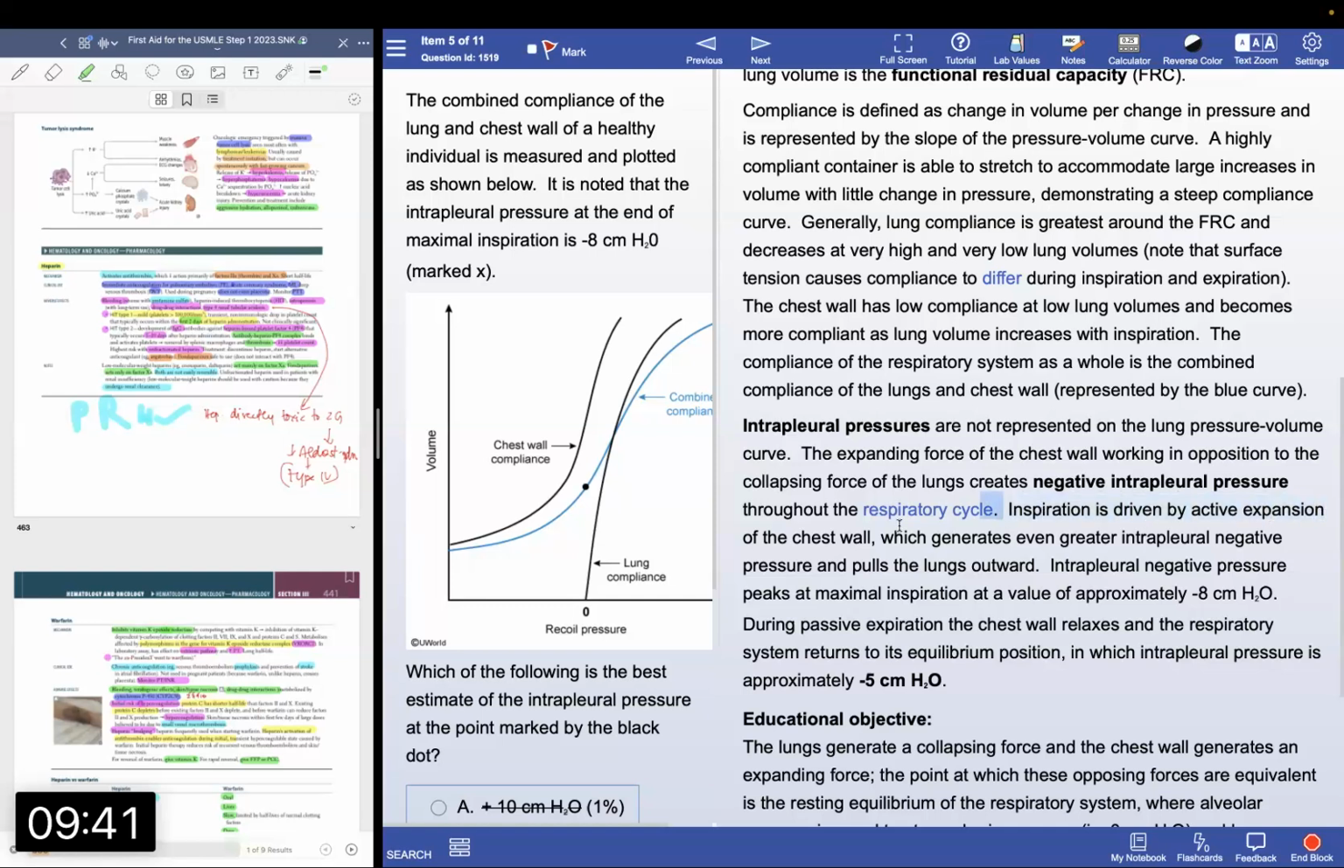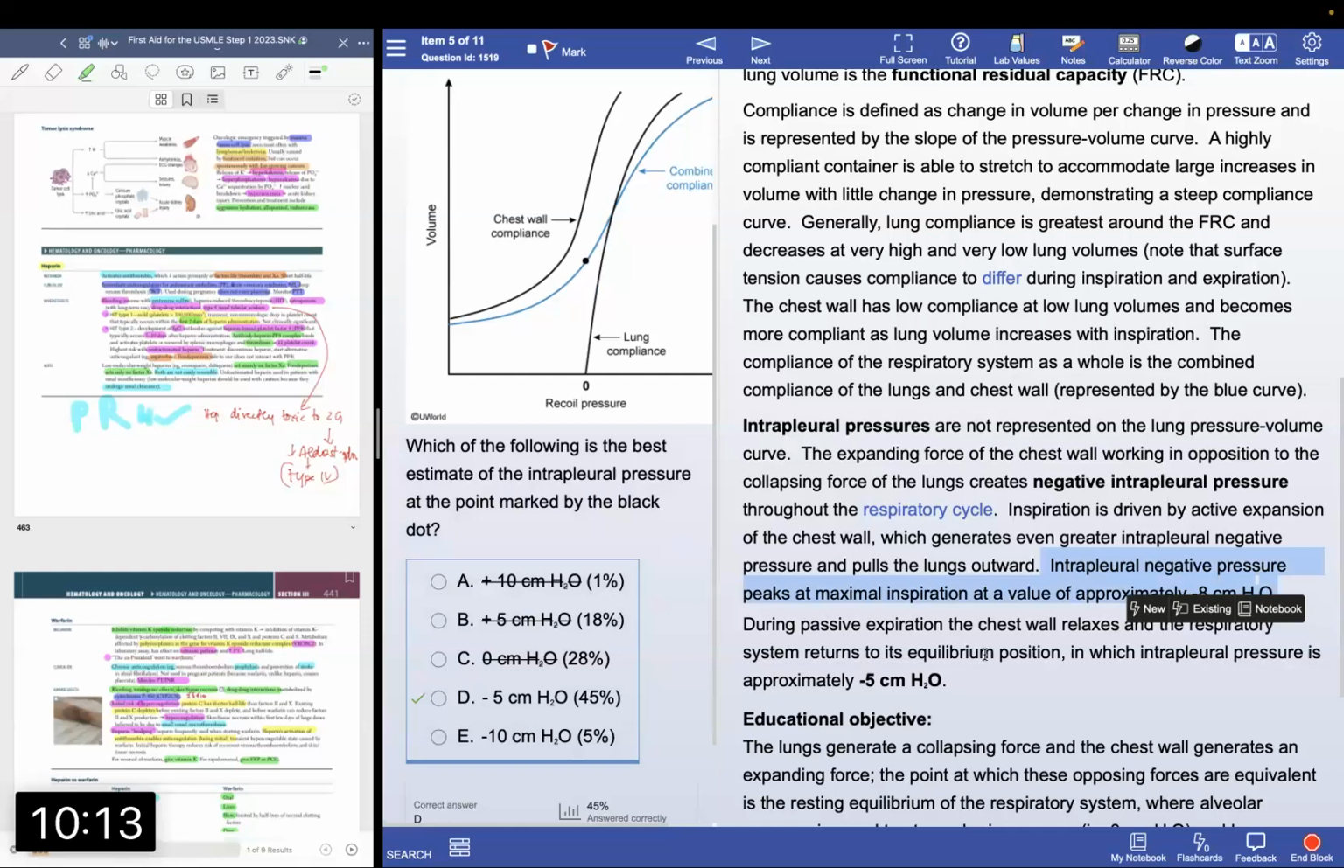Inspiration is driven by active expansion of the chest wall, which generates an even greater negative intrapleural pressure and pulls the lung outward. When we inspire, the pressure will drop further inside, right? So it generates an even greater negative intrapleural pressure and pulls the lungs outwards. Intrapleural negative pressure peaks at maximal inspiration at a value of approximately -8. Peak possible is -8, so -10 was wrong.